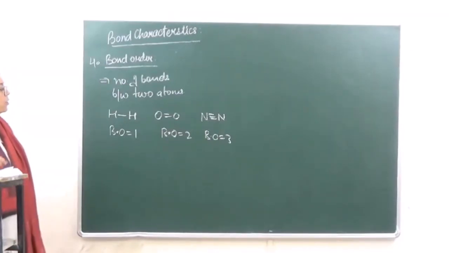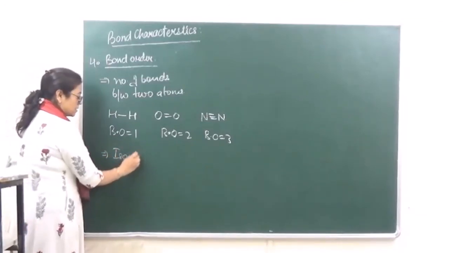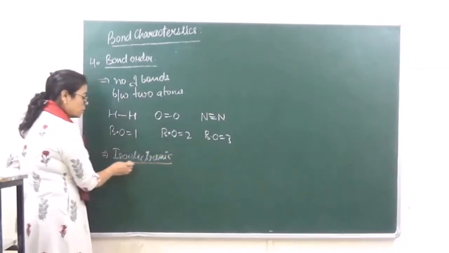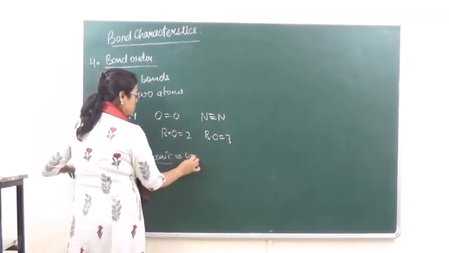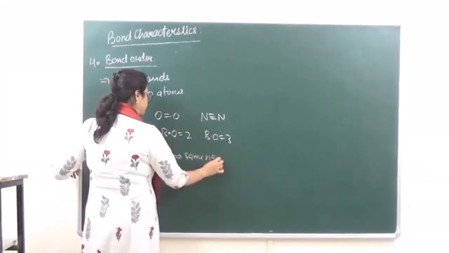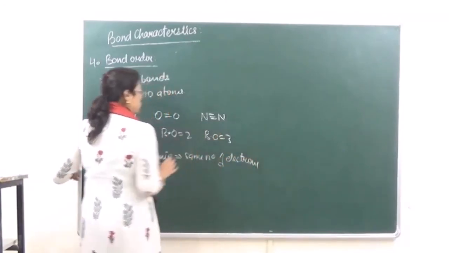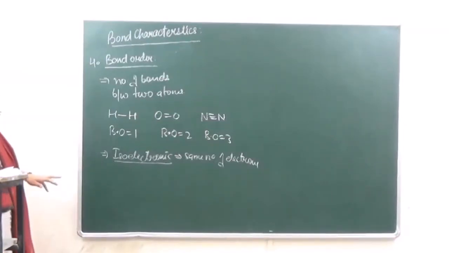Okay. Now when we are talking of isoelectronic species, what are isoelectronic species? Isoelectronic species are those which have the same number of electrons, right? So any species which have the same number of electrons, they will have the same bond order.